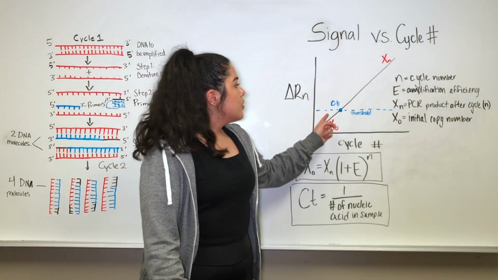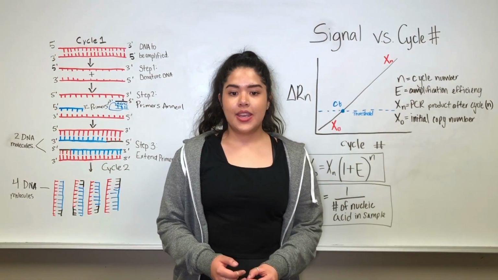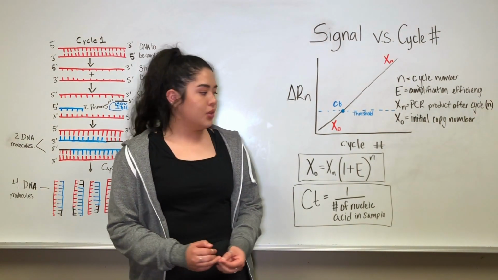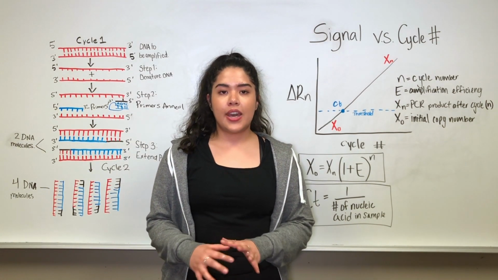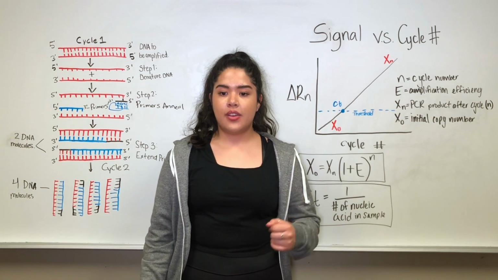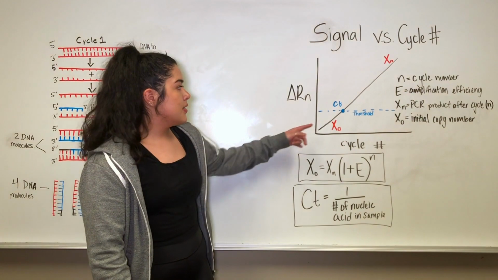The CT value seen here is the point at which delta Rn crosses the threshold. CT is inversely correlated to the amount of nucleic acid in the sample, as seen by this formula. A lower CT value indicates high amounts of the target DNA. On the other hand, a higher CT value indicates that there's very little material for amplification, as seen here.